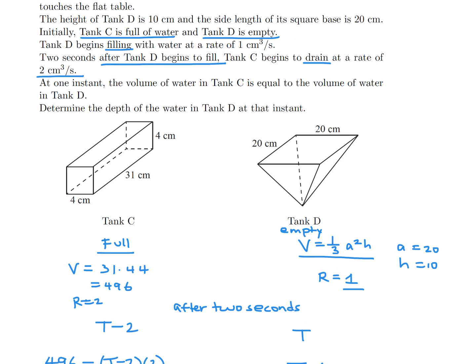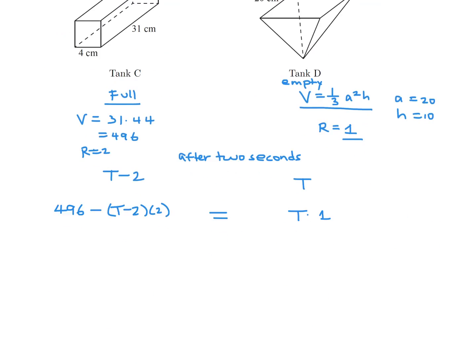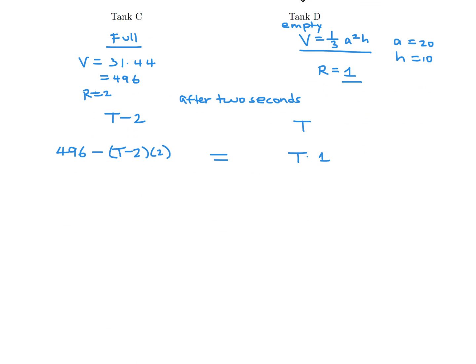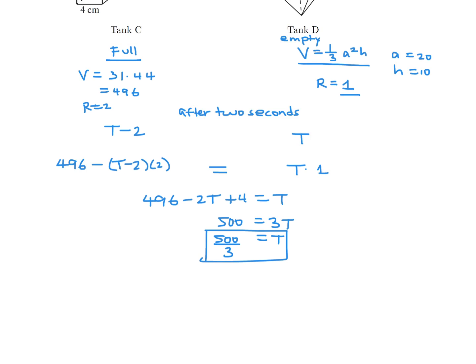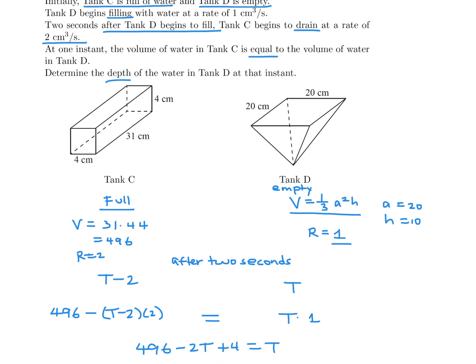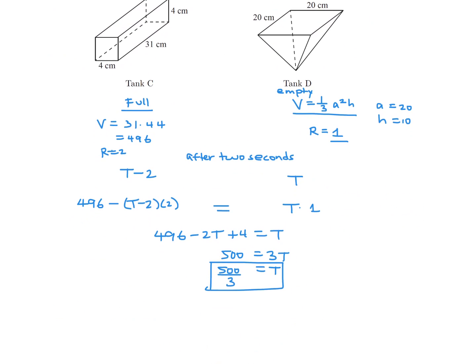At some instant, the volume of water in tank C is equal to the volume of water in tank D. Okay, so I'm pretty sure that is the math. And if so, let's solve this. So 496 minus 2t plus 4 is t. So therefore 3t would be 500, and therefore t would be 500 over 3. So that's the time. So what we have to figure out actually is the depth, right? Yeah, the depth.